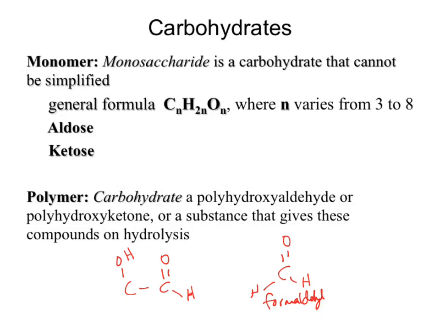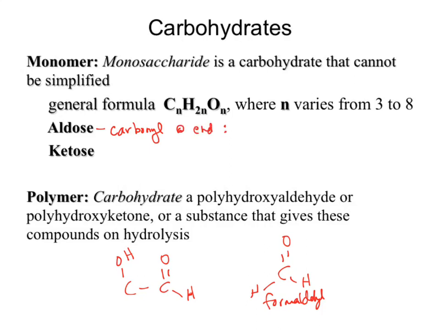These can get subcategorized into 2 different situations. You can get aldoses and ketoses. What are we referring to in those cases? The location of the carbonyl. Where's the location of the carbonyl in an aldose? At the end.